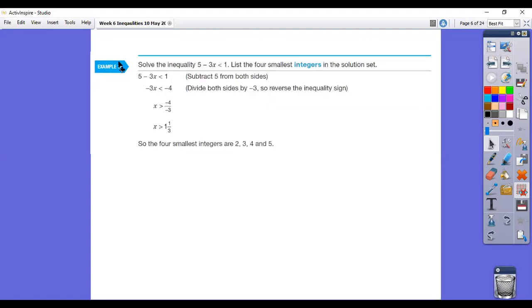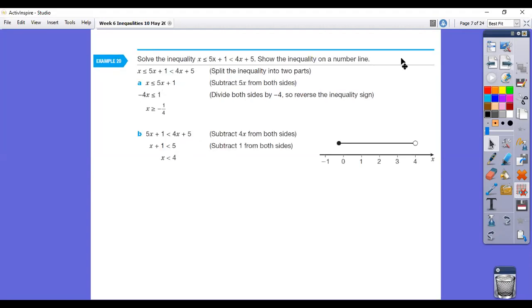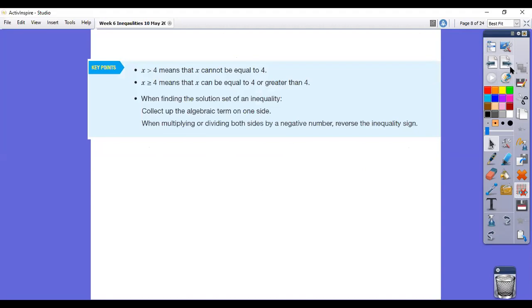Then you've got example 19 from the book again. It's got all the steps here. And then you've got example 20 showing the inequality here. Okay, so you'll need these for the questions later on, but to begin with, we look at easy questions first.